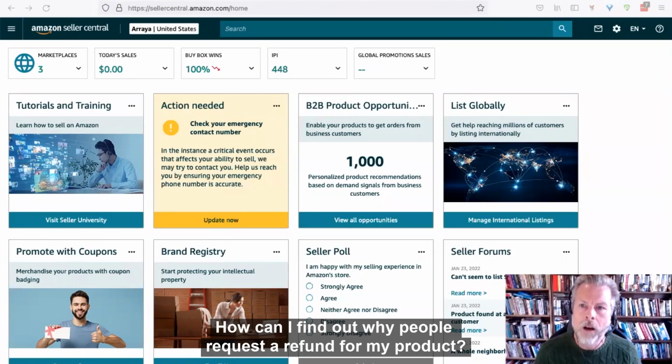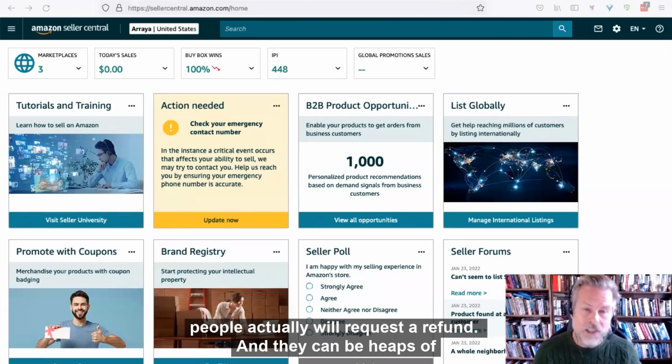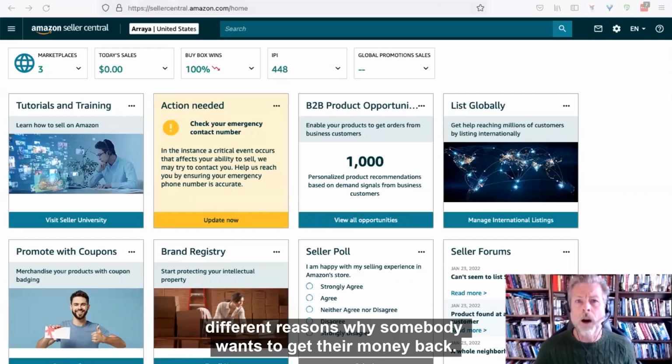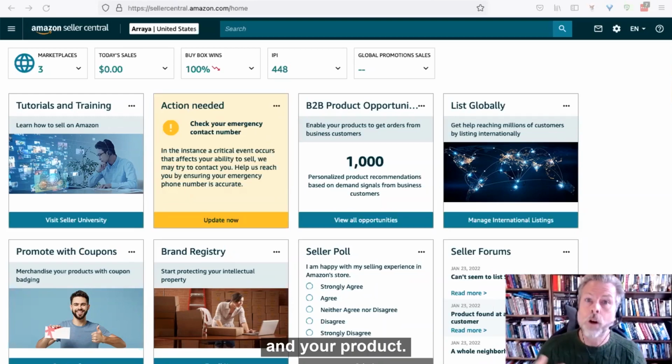How can I find out why people request a refund for my product? Amazon does a really poor job of communicating with us sellers as to why people actually will request a refund. And there can be heaps of different reasons why somebody wants to get their money back. Many of those reasons may have got nothing at all to do with you and your product.